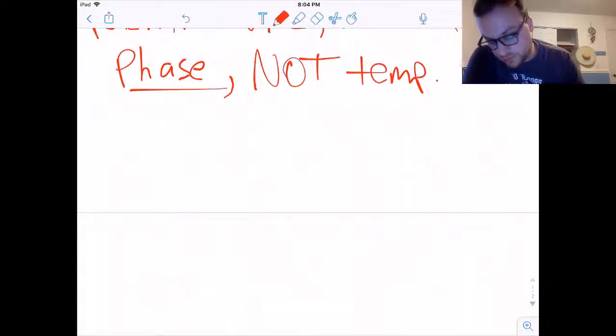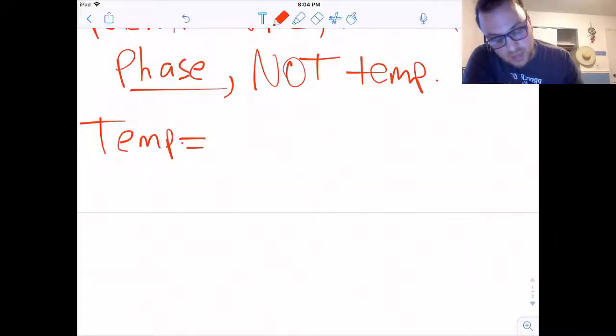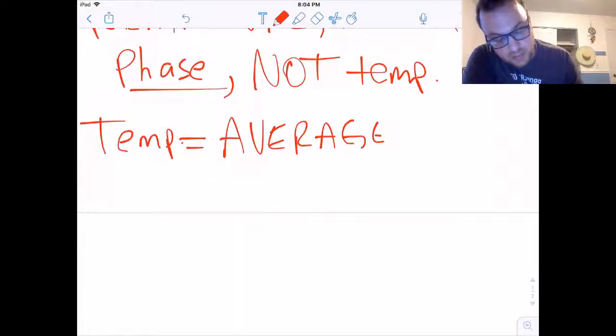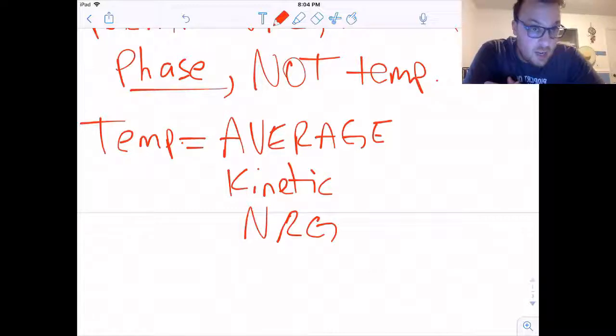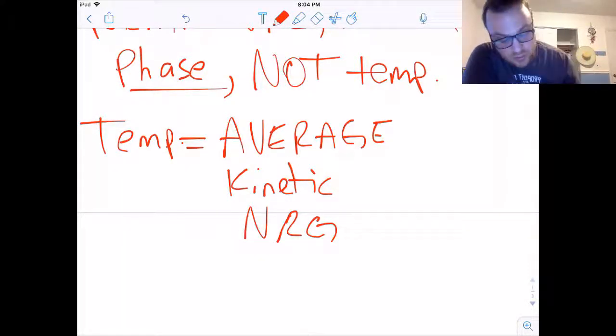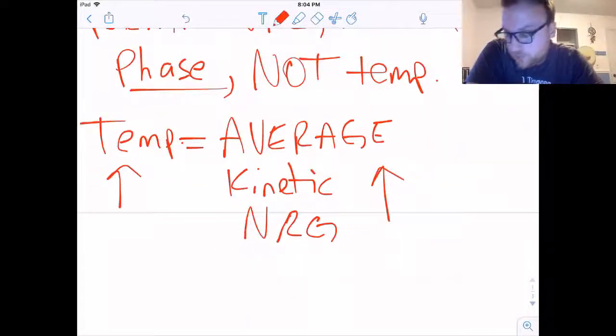Temperature itself is the same as average kinetic energy. There's a lot of questions year to year on which of these particles has the highest average kinetic energy. That's usually how they end up wording it. And it's just the particles that are at the highest temperature. So temperature is the same as average kinetic energy. As temperature goes up, average kinetic energy therefore is also going up, and vice versa.